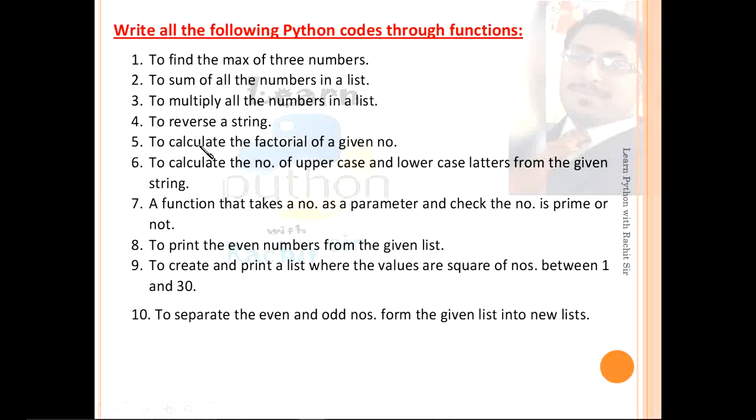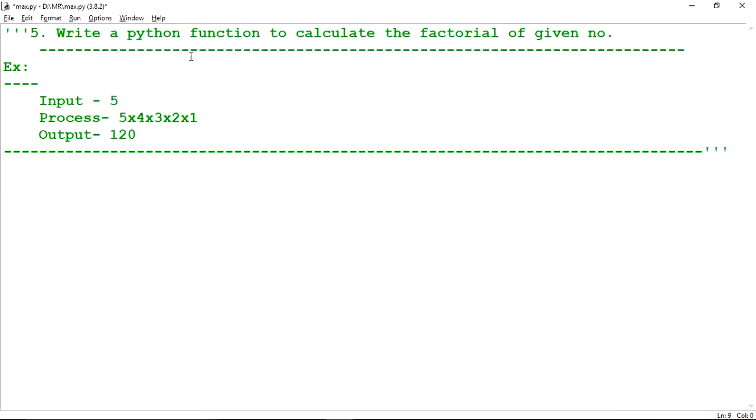Question number 5. To calculate the factorial of a given number. If the user has input 5, this is the process. The numbers will start from the given number and go till 1, and all the numbers will come in reverse order, decreasing by 1. The given number is 5, so in the process it will start from 5, 4, 3, 2 and 1, and at the last the product of all these numbers will be the output, the factorial of the given number.